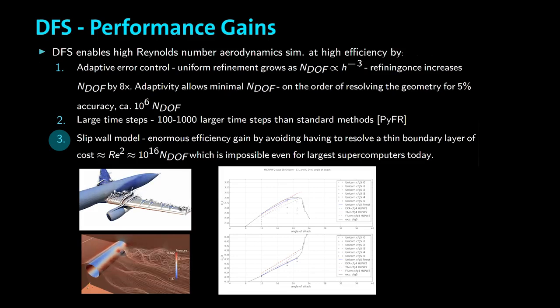The slip wall model gives enormous efficiency gain by avoiding having to resolve a very thin boundary layer of cost Reynolds number to the power of 2, which gives about 10 to the 16 mesh points, which is impossible even for the largest supercomputers today for a full aircraft.